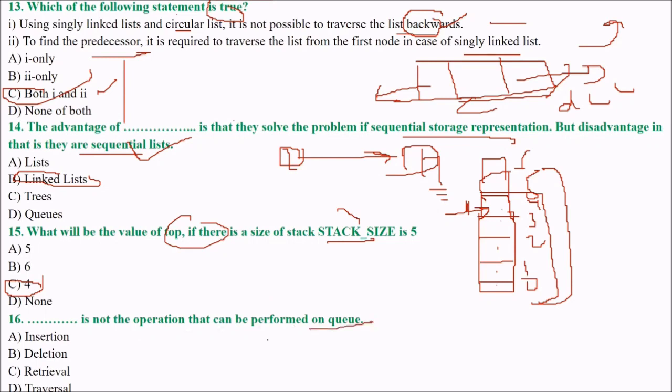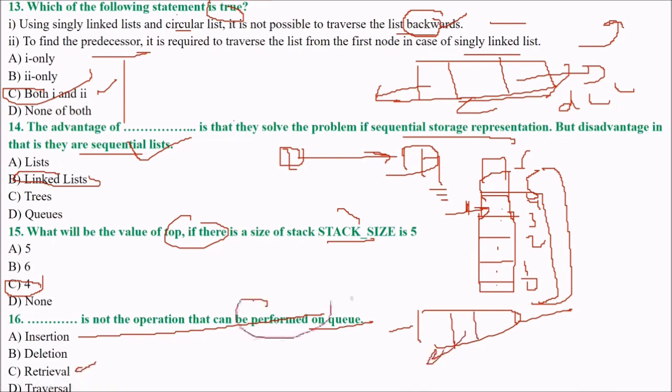Next: dash is not the operation that can be performed on Q. What cannot be performed on Q? Insertion can be performed on Q. Insertion can be from one side, deletion can be from the other side, and retrieval can be done. You can go to any point and retrieve. Traversal cannot be done. There is no traversal in Q, so the answer will be D.